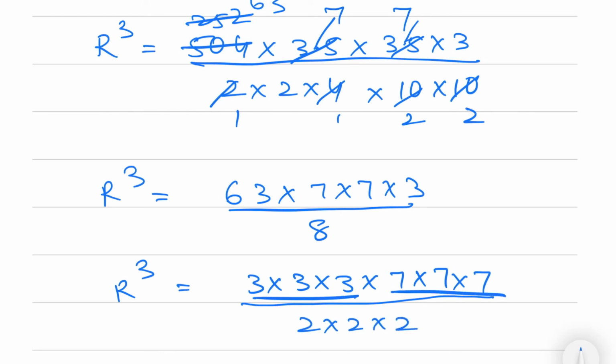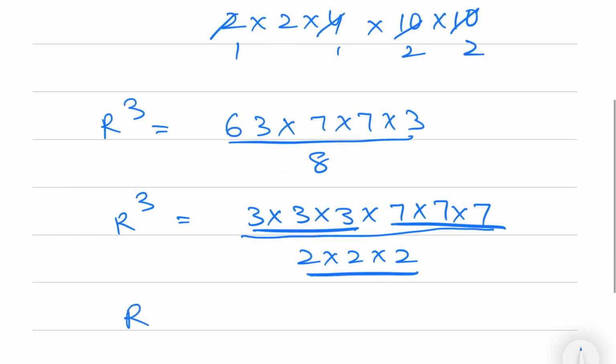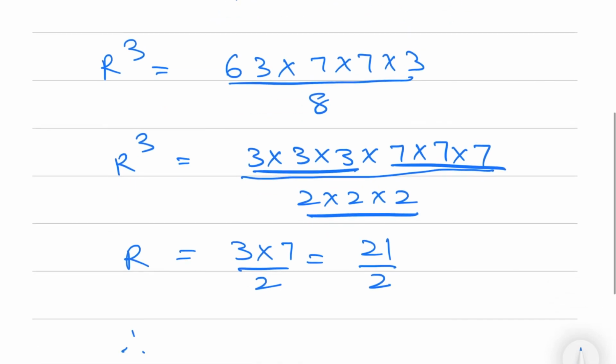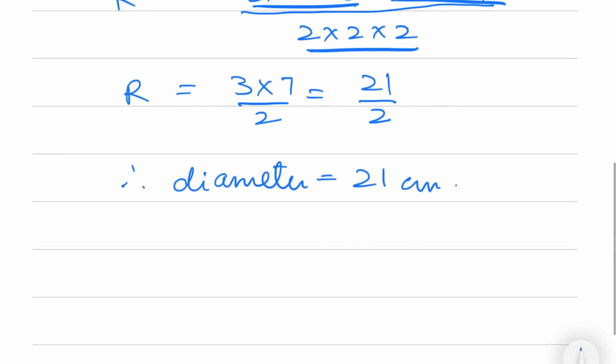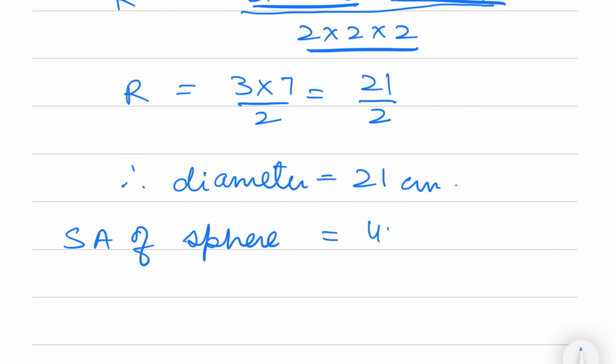So we can make pairs of 3 and we can write down radius is equal to 3 into 7 by 2, so 21 by 2. Therefore diameter is equal to 21 centimeter. Now we have to find the surface area also. So surface area of sphere is equal to 4 pi r square.